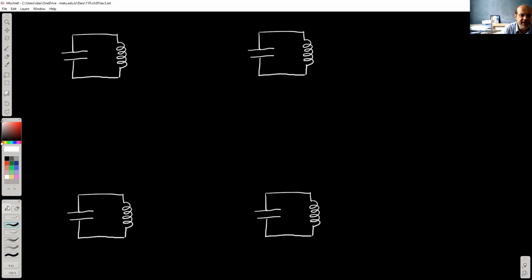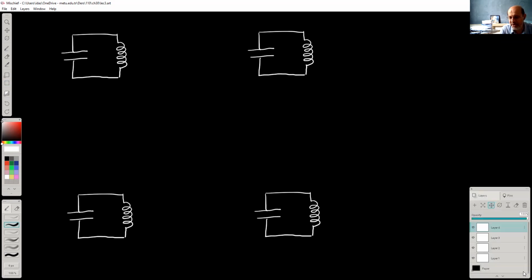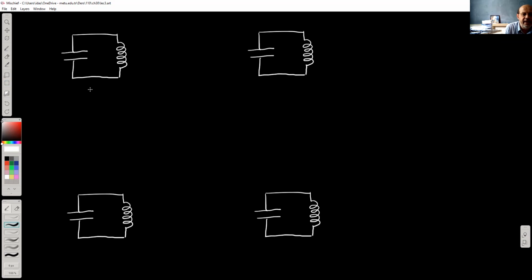All right, this is something that I do every year, so I'm also going to do it here too. Let me flatten all the layers, all right? So this is the initial moment at time t equals 0. Let's talk about this. This is at time t equals 0.